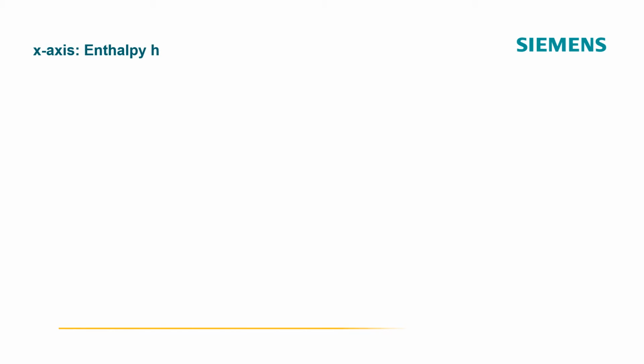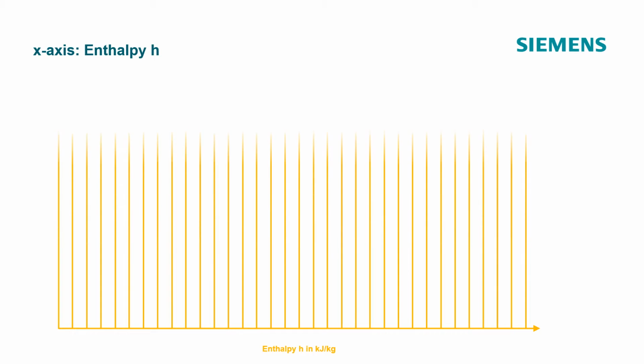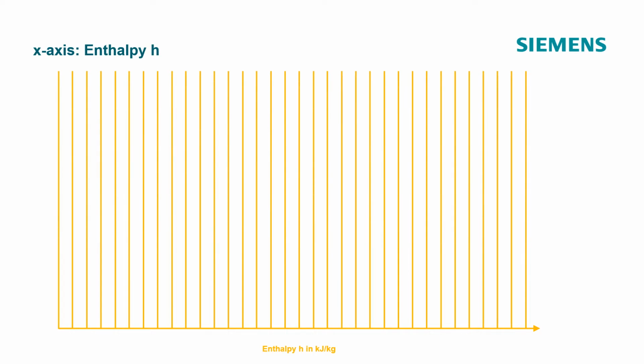Along the x-axis, the heat content is plotted on a linear scale. This heat content is also referred to as enthalpy, H, and expresses the amount of heat, in kilojoule, that is contained per kilogram of a substance. The vertical straight lines each represent a constant enthalpy. These lines are also called isenthalps.